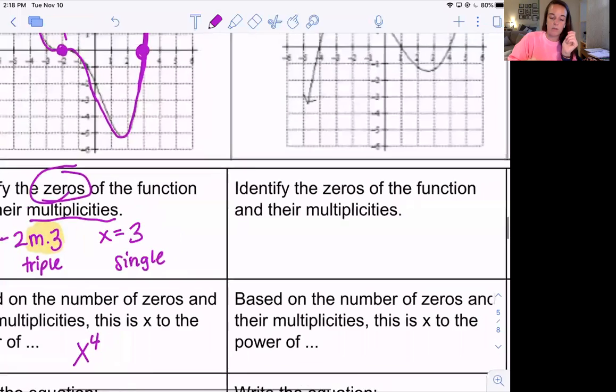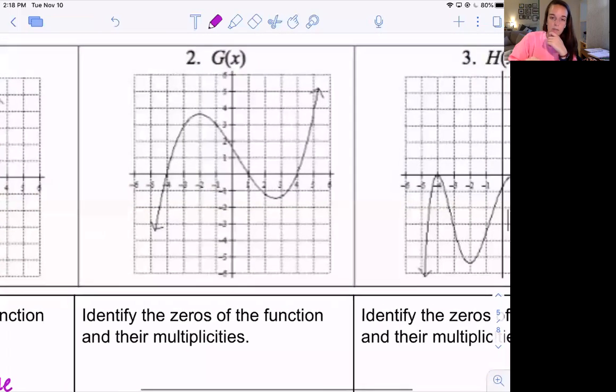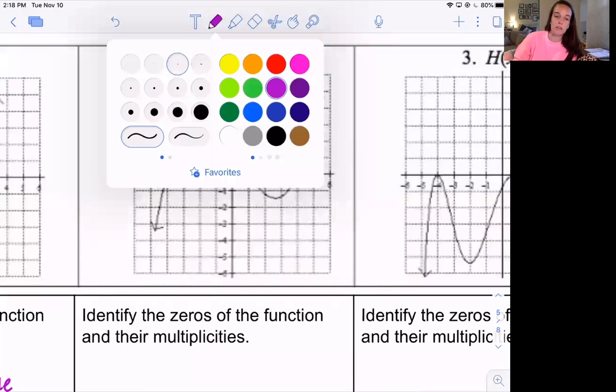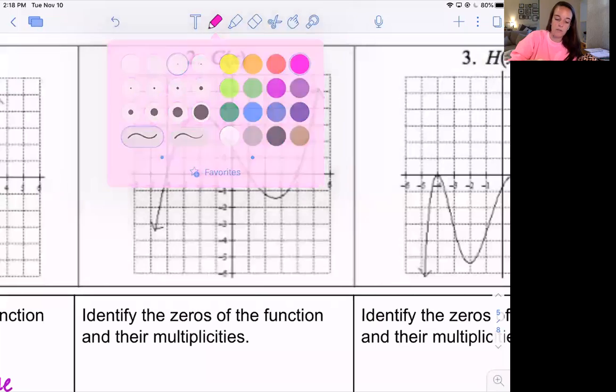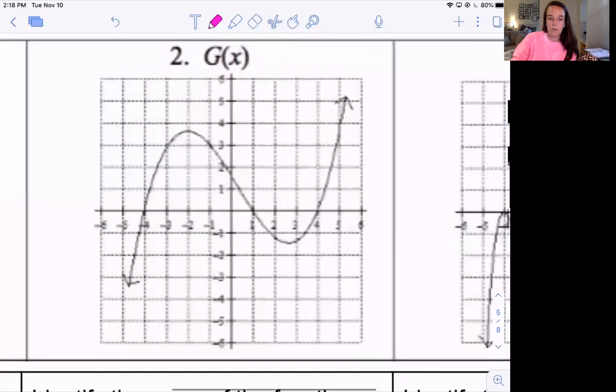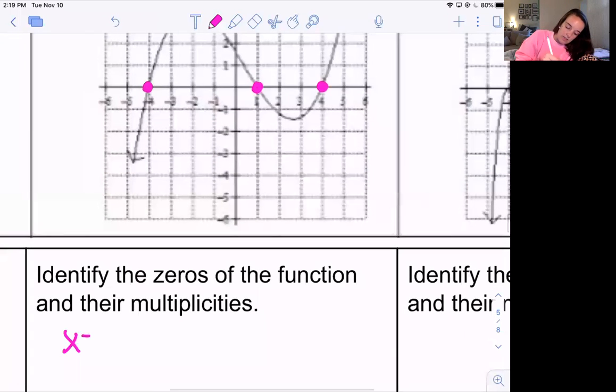Based on those numbers, I feel like it would be good for us to do another one. So let's do g of x really fast. Can someone tell me what are the zeros or the roots of g of x? What are the roots? -4 is 1. What else? 1 is 1. And 4 is 1, for sure. There are 3 of them, right? So I have x equals -4, x equals 1, x equals 4.